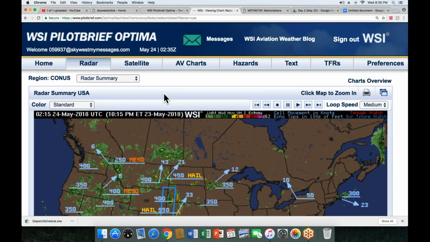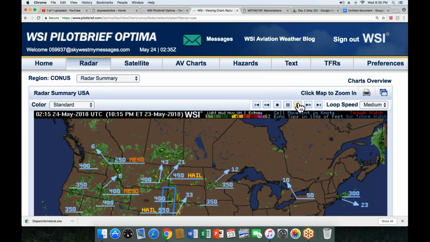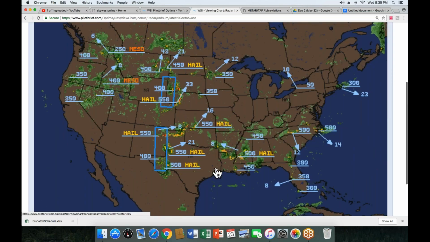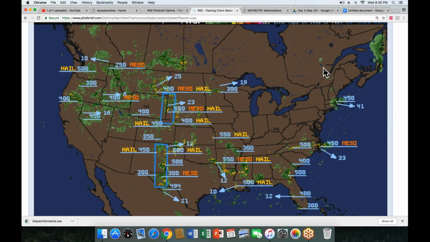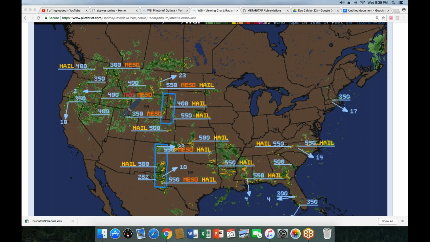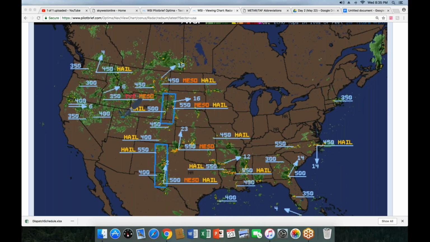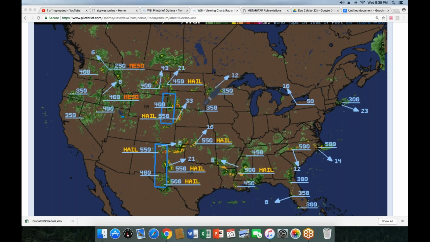So if we look at like here, you can see how quickly this weather will move, right? So here's Salt Lake right now. That's kind of a bad example.